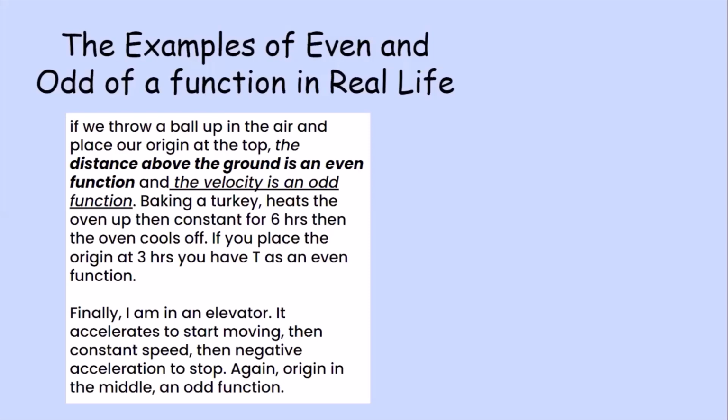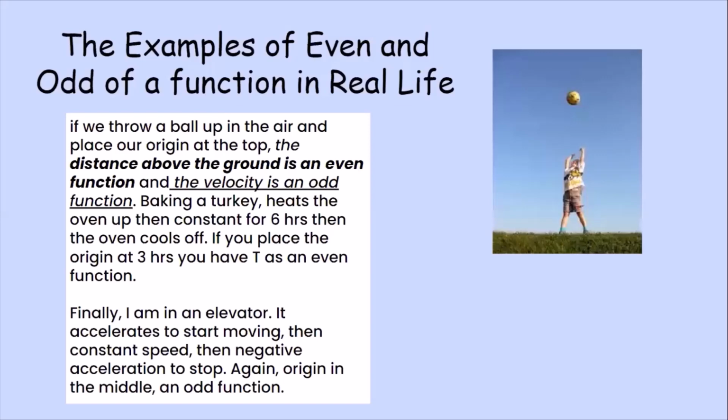Baking a turkey heats the oven up, then it stays constant for 6 hours, then the oven cools off. If you place the origin at 3 hours, you have temperature as an even function. Finally, an elevator. It accelerates to start moving, then moves at constant speed, then has negative acceleration to stop. Again, with the origin in the middle, it is an odd function.